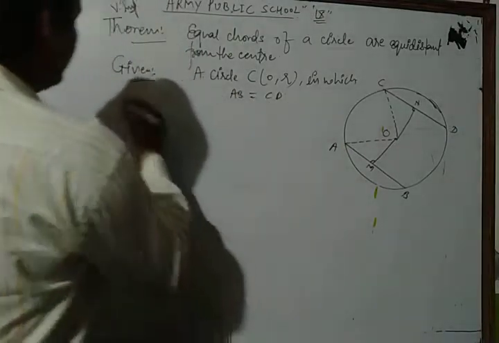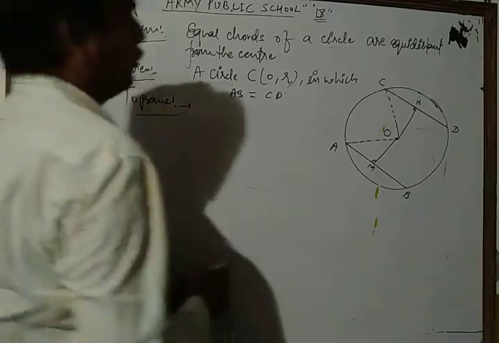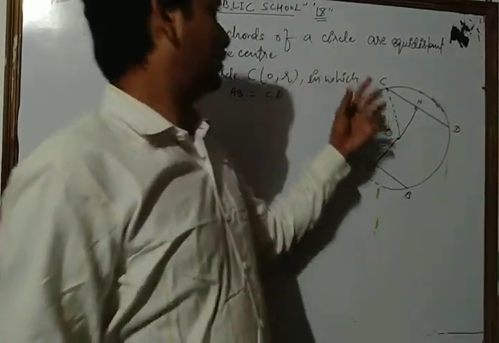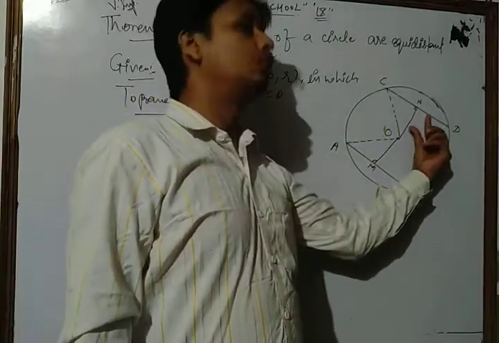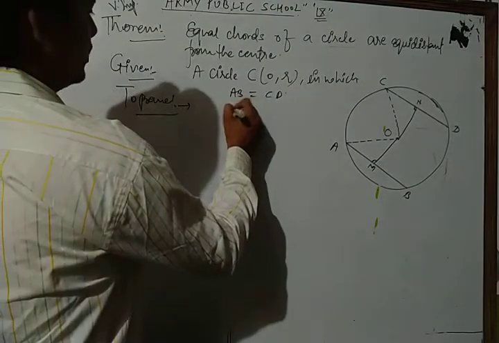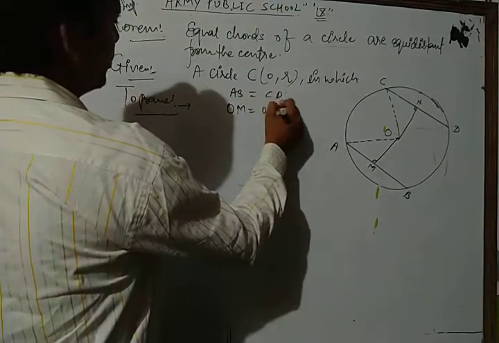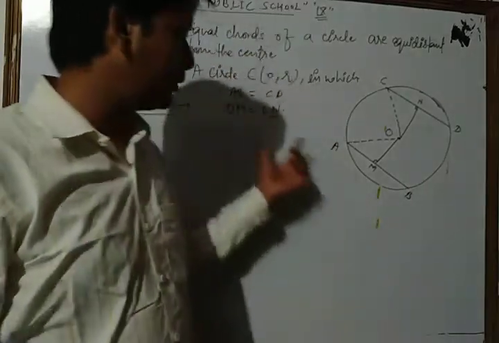Okay, now we write To Prove. What do we prove? We prove that the chords are equidistant from the center, that is, OM is equal to ON. We have to show that OM is equal to ON.